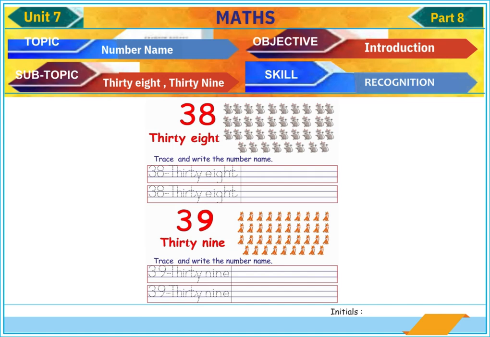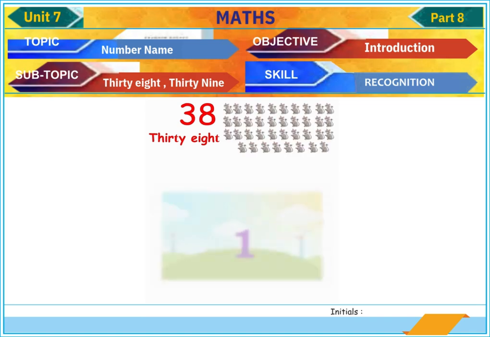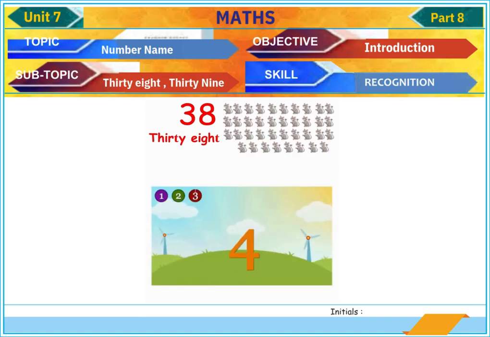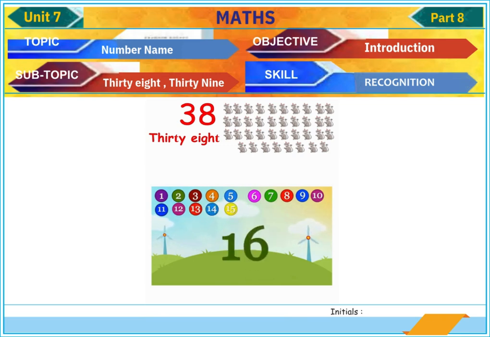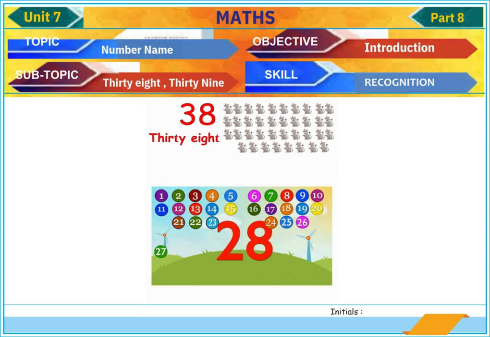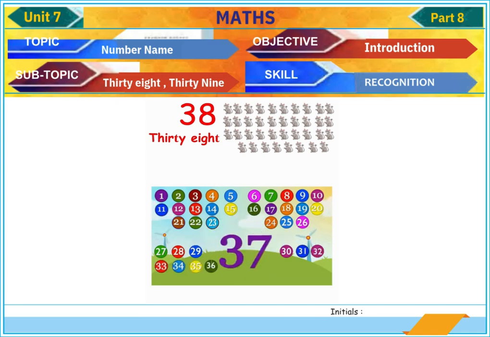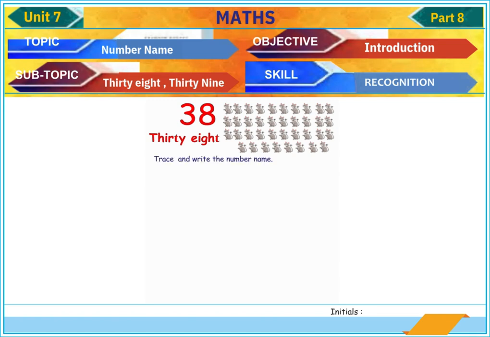Number 38 and number 39. 38. 1, 2, 3, 4, 5, 6, 7, 8, 9, 10, 11, 12, 13, 14, 15, 16, 17, 18, 19, 20, 21, 22, 23, 24, 25, 26, 27, 28, 29, 30, 31, 32, 33, 34, 35, 36, 37, 38. Trace and write the number name.